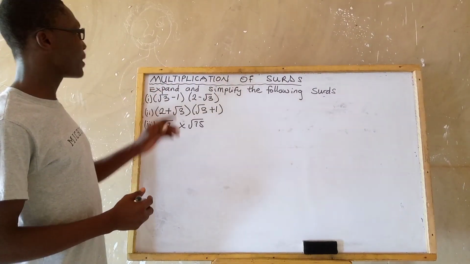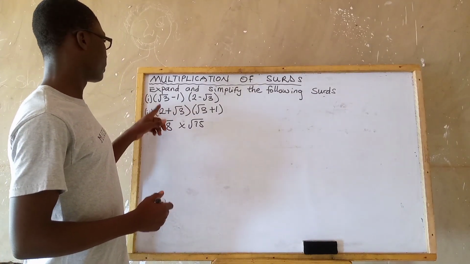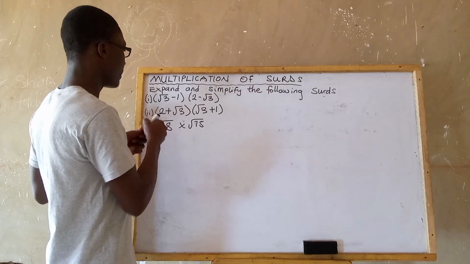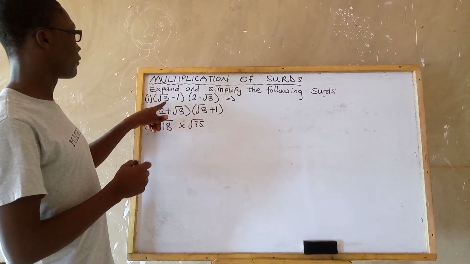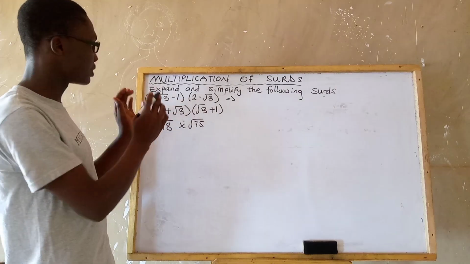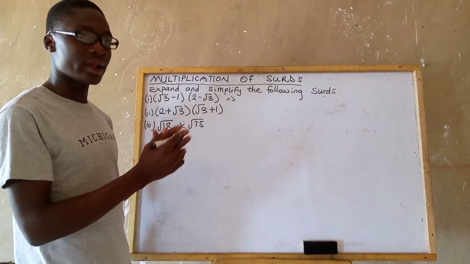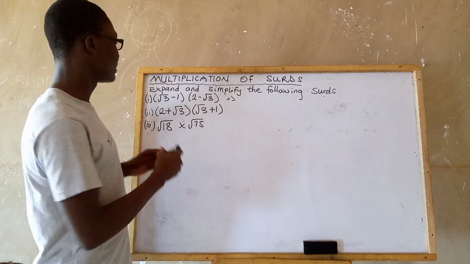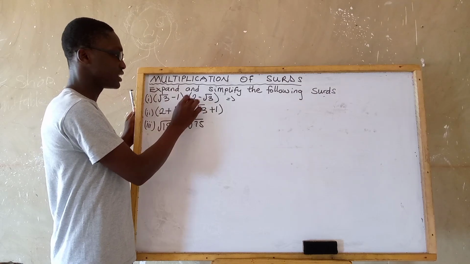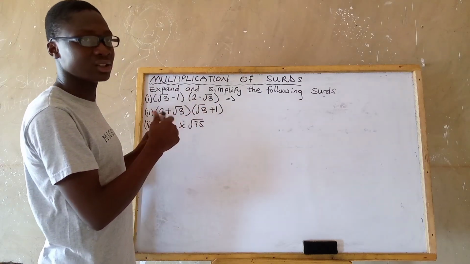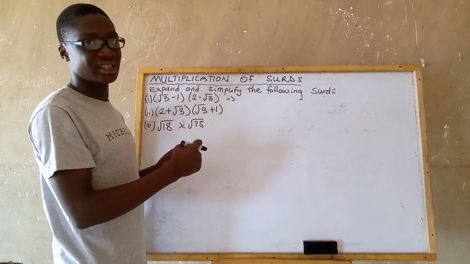Question: expand and simplify the following. Number 1: (√3 − 1) in one bracket, multiplying (2 − √3) in one bracket. So our rule: take the first term from the first bracket, multiply each term of the second bracket, then the second term of the first bracket, multiply each term of the second bracket.